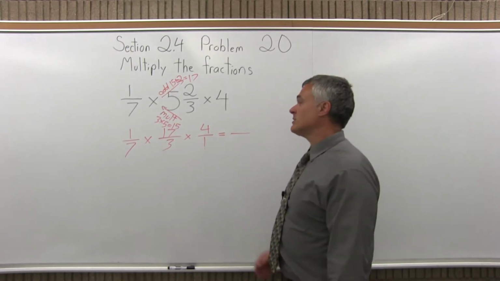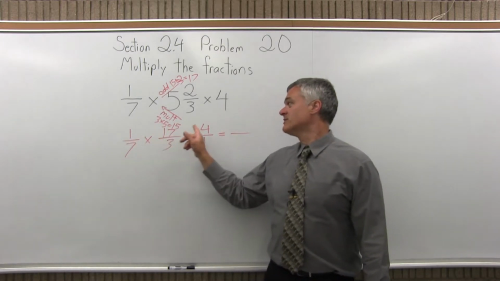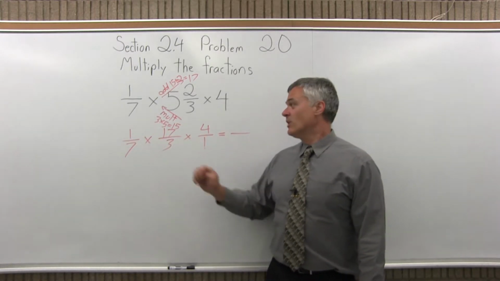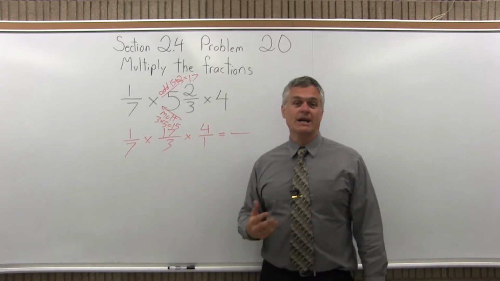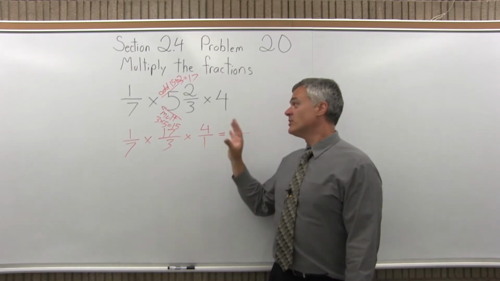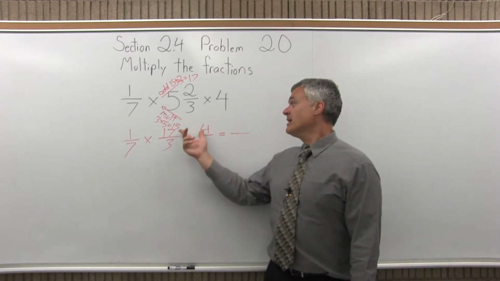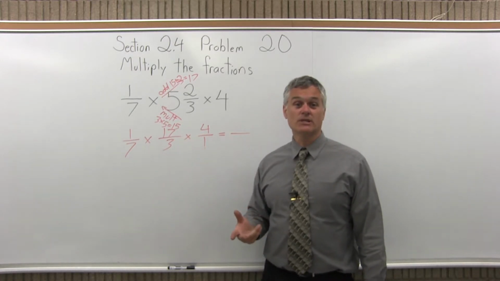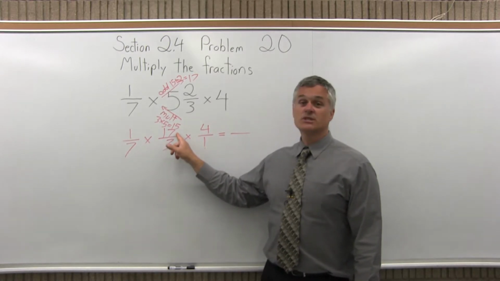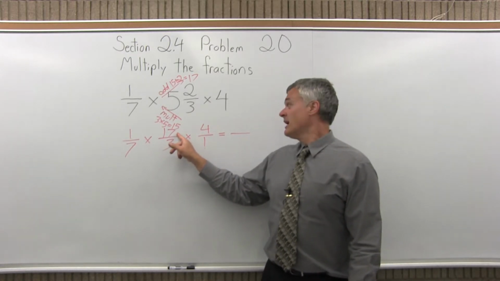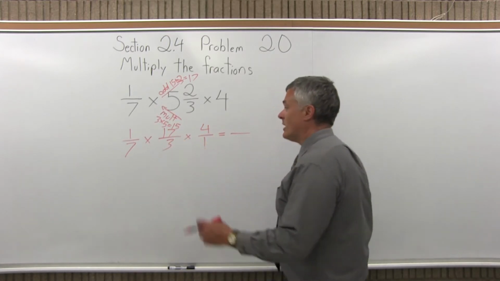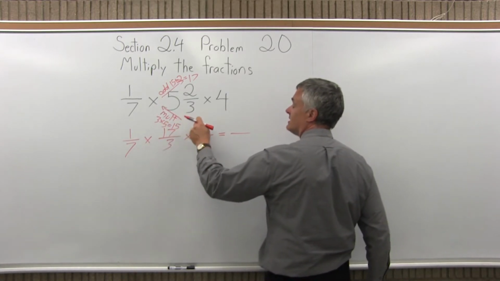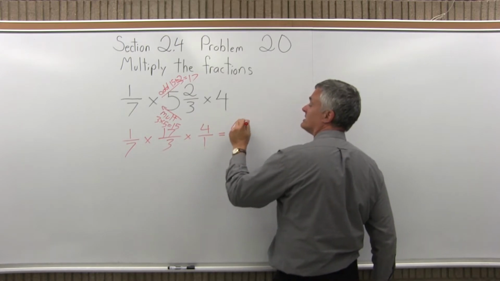So coming across top times top times top, I'll have 1 times 17 times 4. 1 times 17 is easy. That's 17. Then 17 times 4, I can see that that's 68. You might want to go off to one side and multiply it out. But times 4, I figure I can just double it twice. If I double the 17 once, it's 34. And then to double it again, times 4, it'd be 68. So 1 times 17 is 17. 17 times 4 is 68. So my numerator is 68.